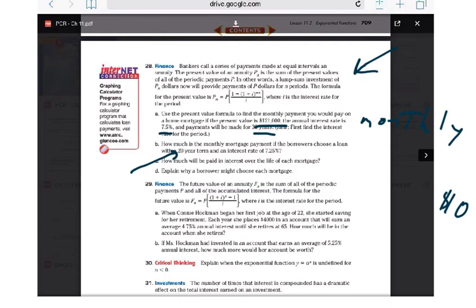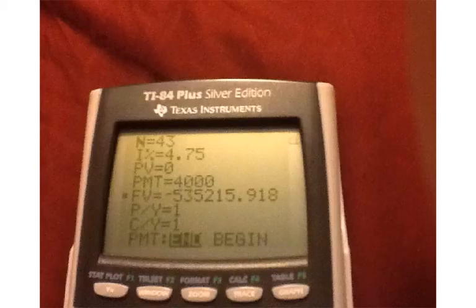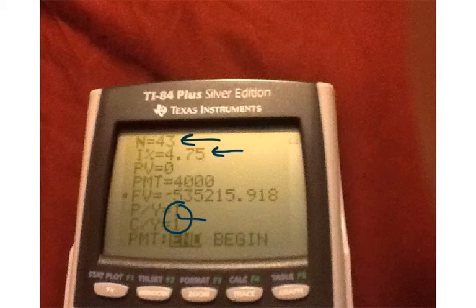In problem number 29, basically you're starting out with $0, but you're going to put $4,000 in each year for 43 years. So how much will she have to retire if it's 4.75% interest? For this problem, 43 payments, only one payment a year, so these change from 12 to 1.